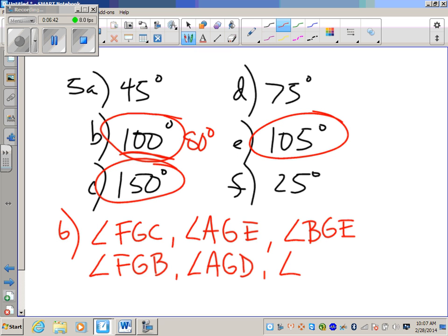AGD. And then there's one more. CGD? No. AGD, we got. AGE, we got. FGC, we got. FGB, BGE.